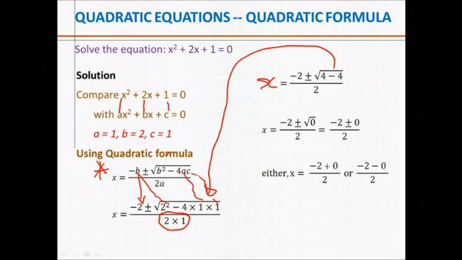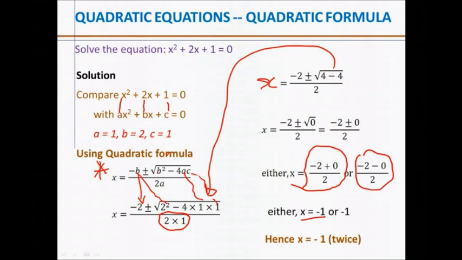We see that x therefore is going to be equal to minus 2 plus or minus square root of 0, which will be equal to minus 2 plus 0 divided by 2, or minus 2 minus 0 divided by 2. And then the answer to that would then be x is either equal to minus 1 or x is equal to minus 1. Hence, x is equal to minus 1 2 times.